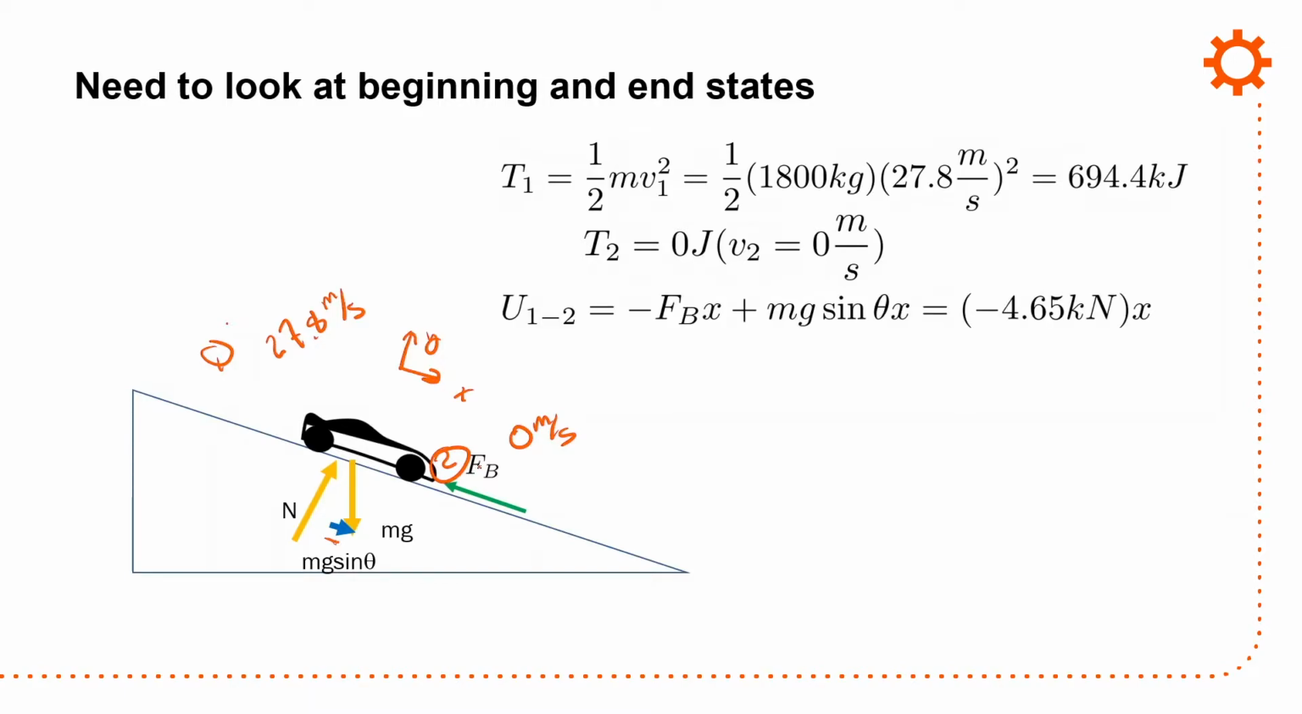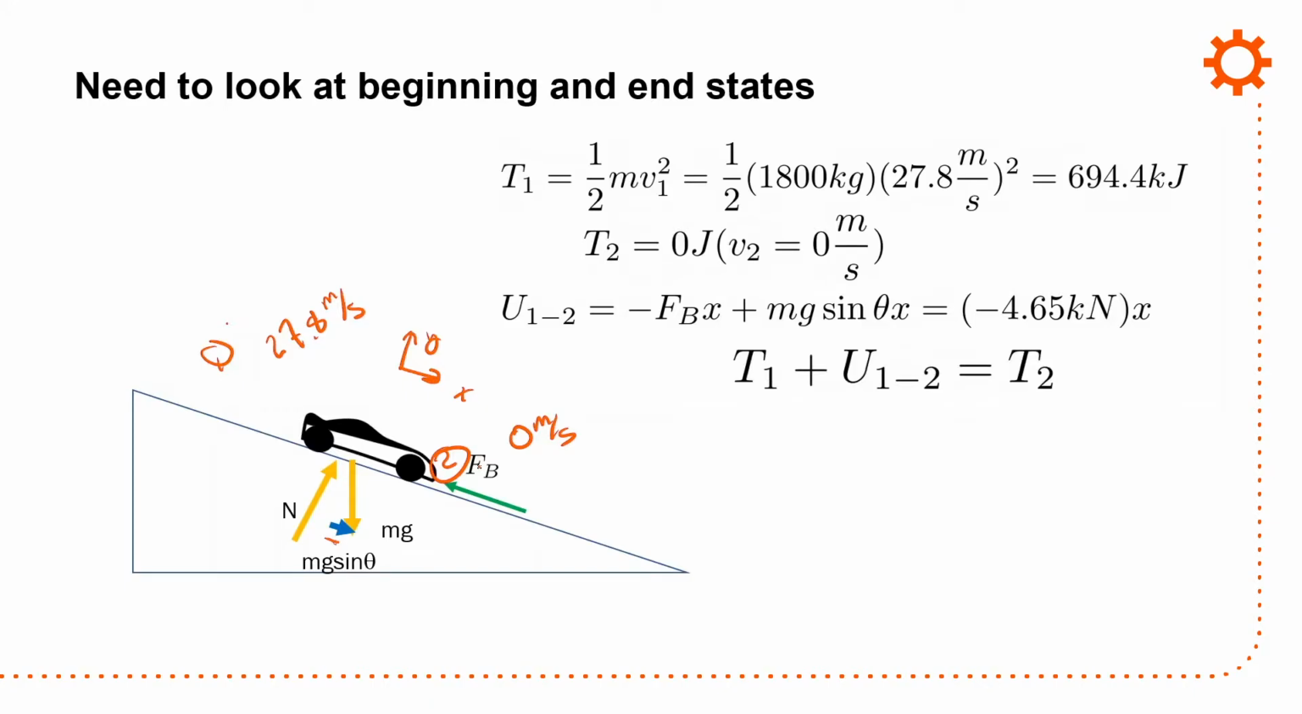So if that's the case, work 1 to 2, there is negative braking force because it's in the negative sense. And I have a component of weight which is acting in the direction of motion, mg sine theta times x. And we know that everything else from the weight doesn't play a role because it's not traveling in the same direction as motion. So we end up with a term that goes as minus 4.65 kilonewtons times x.